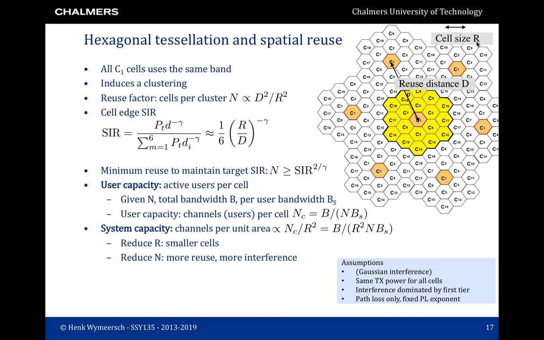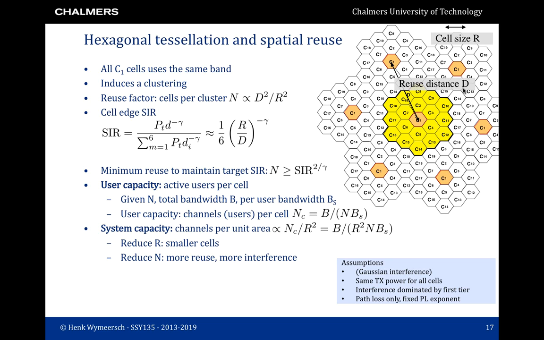We see that for a given cell size R, we have then an induced reuse distance. This is the distance between two cells that use the same channel, or the minimum distance between two cells that use the same channel. From this, we can then define the so-called reuse factor, the number of cells per cluster, in this case 19. This number is proportional to the reuse distance squared over the cell size squared. In the extreme case of a so-called reuse 1 system, all of the cells use the same frequency. In this case, n is equal to 1, and the cell size is equal to the reuse distance.